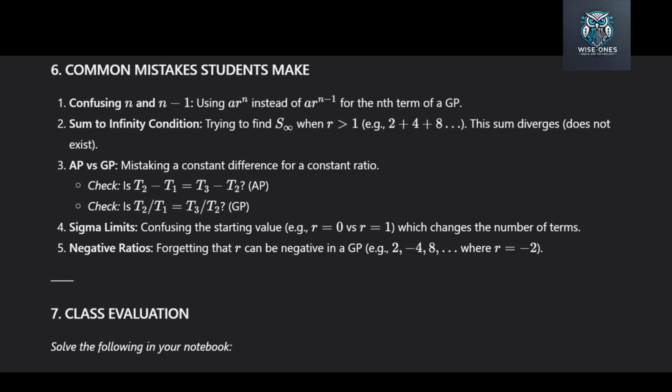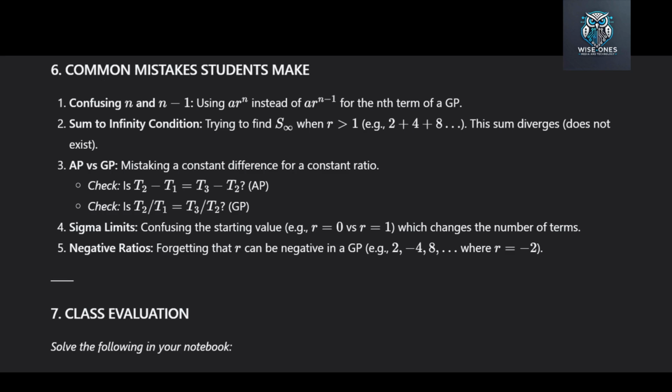Mistake number 1: using a multiplied by r to the power of n instead of r to the power of n minus 1 for the nth term of a GP. Correction. Remember, the first term is a times r to the power of 0. So the nth term is r to the power of n minus 1.